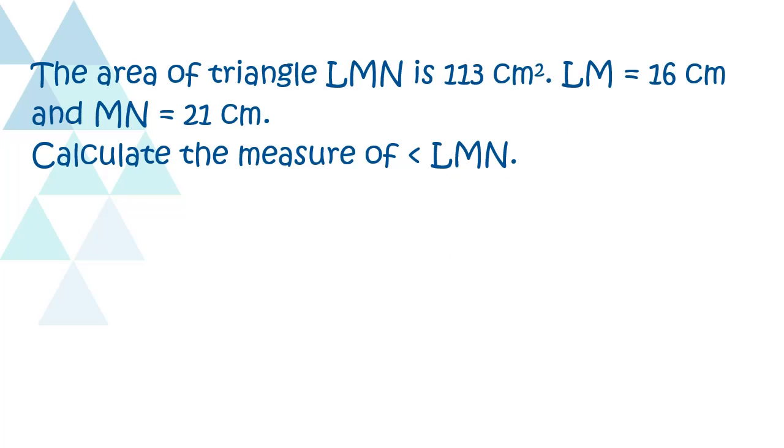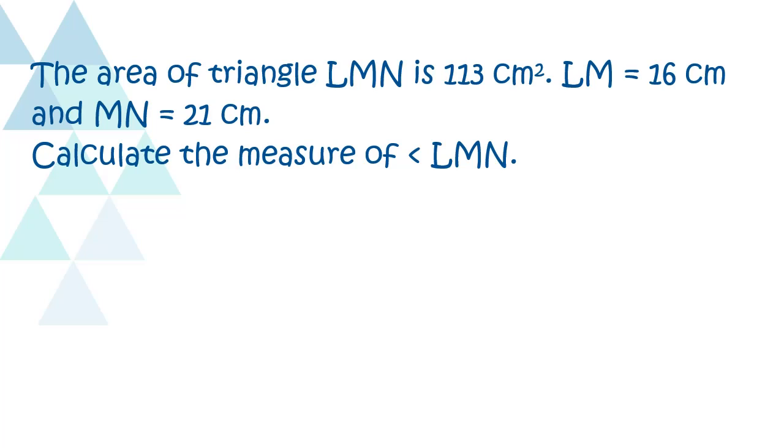The area of triangle LMN is 113 square centimeters. LM is equal to 16 centimeters and MN is equal to 21 centimeters. Calculate the measure of angle LMN. The first thing we must make sure of is that the angle we want to find is between those two sides so that we can use the sine rule.